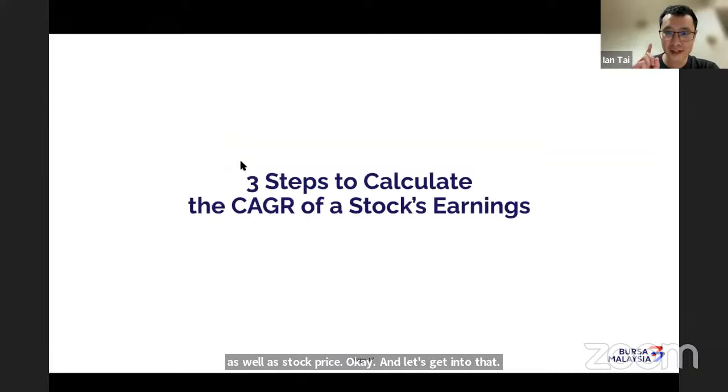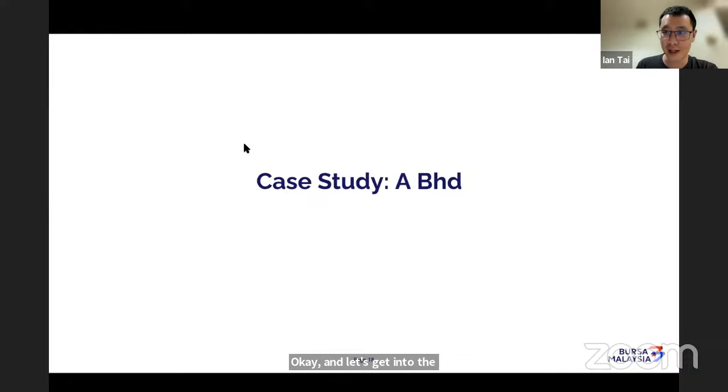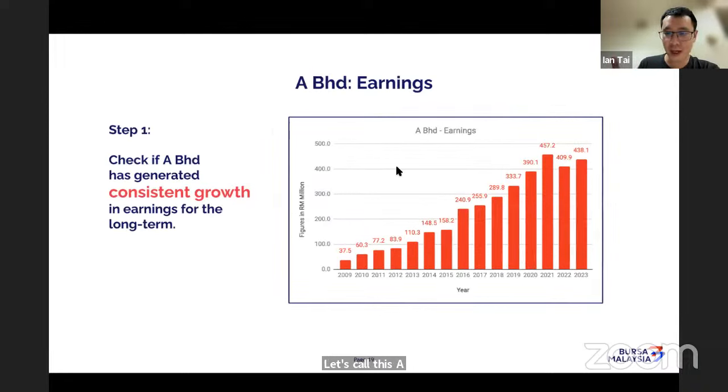So there are 3 steps. If you want to calculate CAGR, there are 3 steps to calculating the CAGR of a stock's earnings. Okay, and let's get into the 3 steps. And with that, let's do a case study. Let's call this A Berhad. So this is A Berhad.